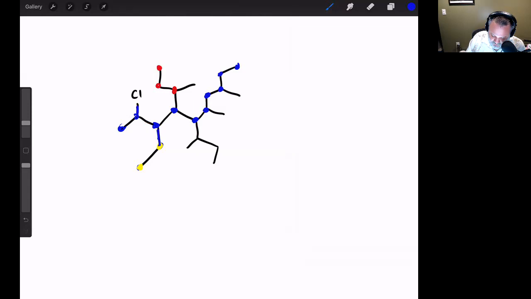1, 2, 3, 4, 5, 6. So indeed, it is 6 substituents. And so the carbons marked in brown will be the main chain. It is 10 carbons long, and so it's a decane.